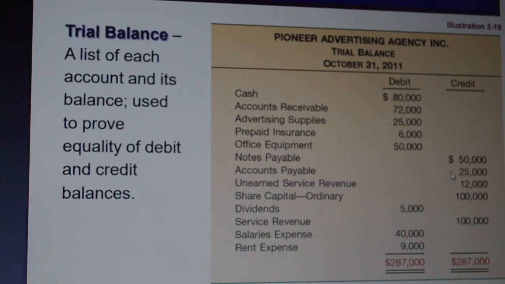Once all the transactions have been posted to the general ledger, the trial balance can be prepared. Trial balance is actually the list of each account and its balance. It's used to prove the equality of debit and credit balances.